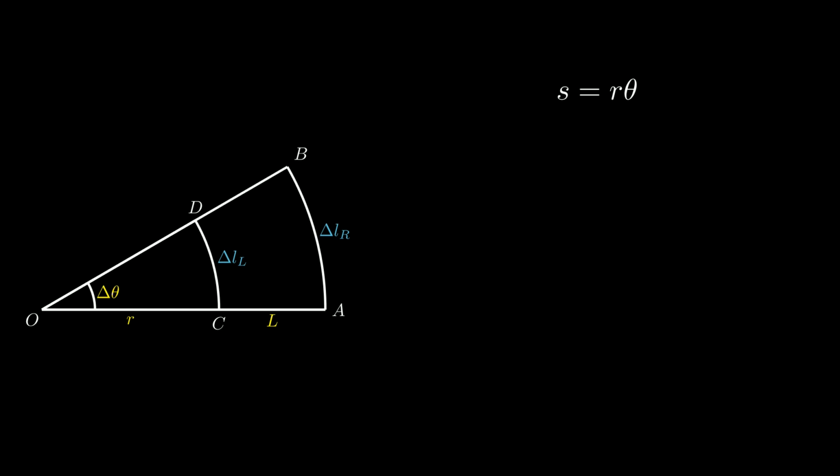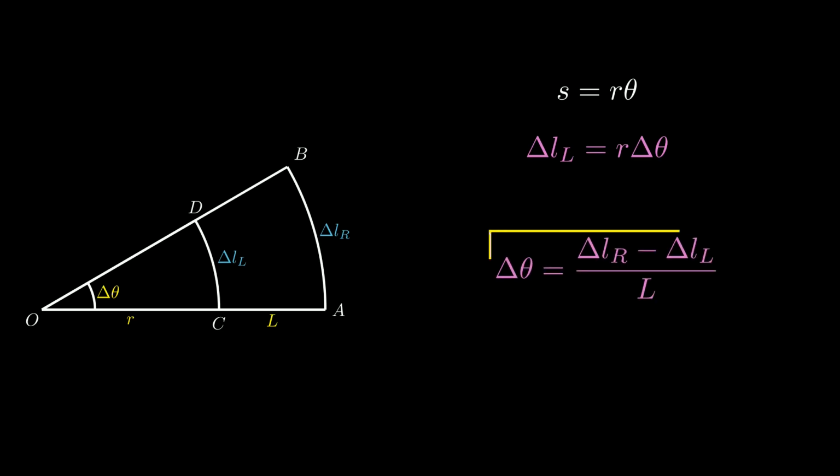We start with the basic formula for the length of an arc, S equal to R theta. Applying this to the sector COD gives this equation, and sector AOB gives this equation. After a quick rearrangement and substitution, we get our relation of delta theta in terms of the known quantities.